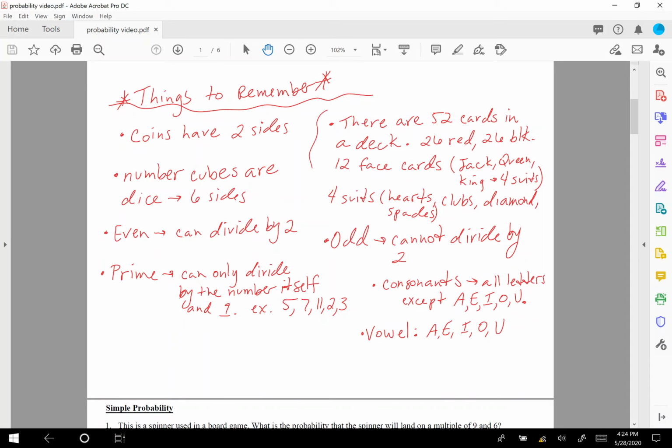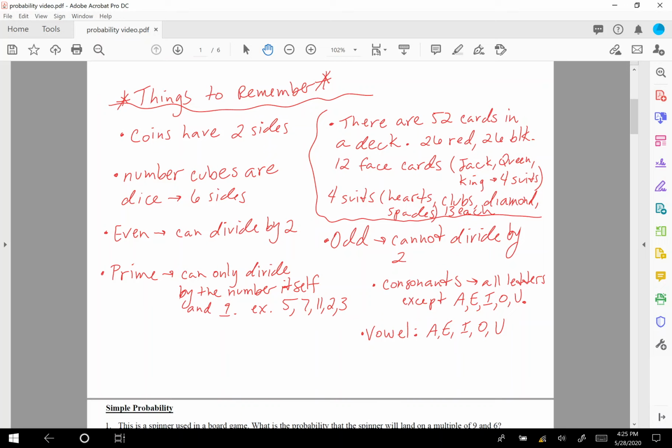All of this is about a deck of cards. There's 52 cards in a deck. Half of them are red, half of them are black. So 26 are red, 26 are black. In the deck of cards, there are 4 suits. So you have hearts, clubs, diamonds, and spades. And so if you do 52 divided by 4, that means that there's 13 cards that are each a hearts, 13 clubs, 13 diamonds, 13 spades.